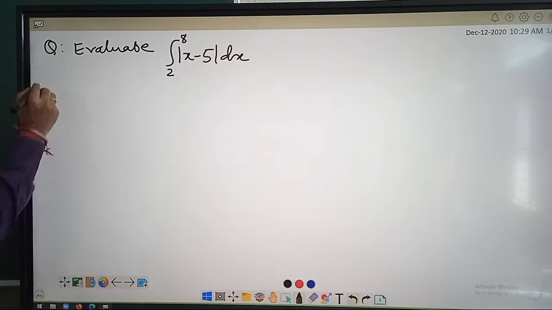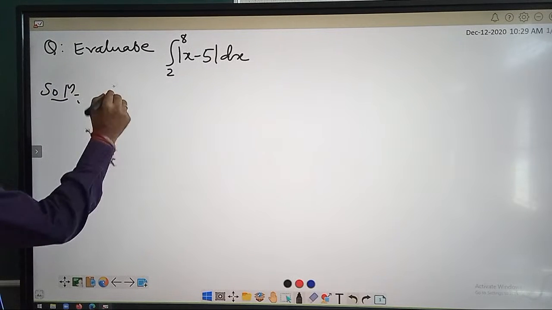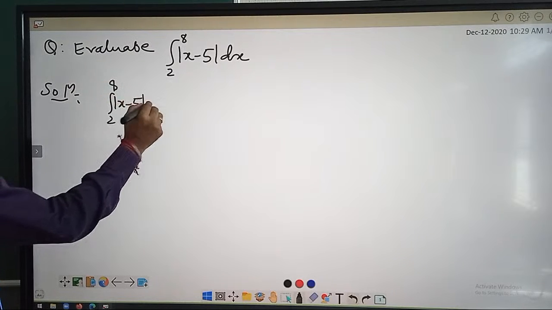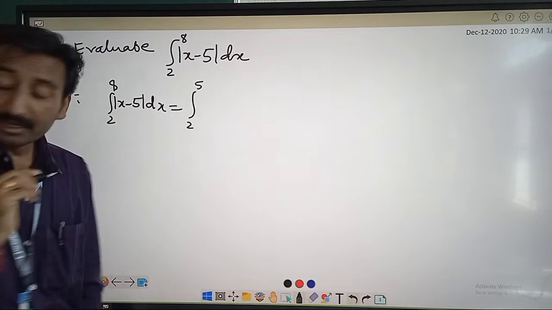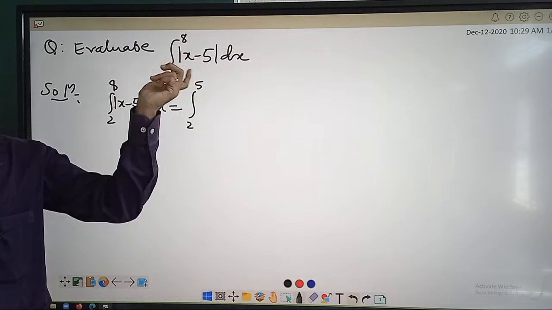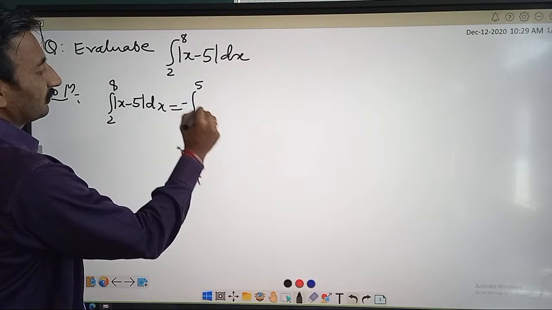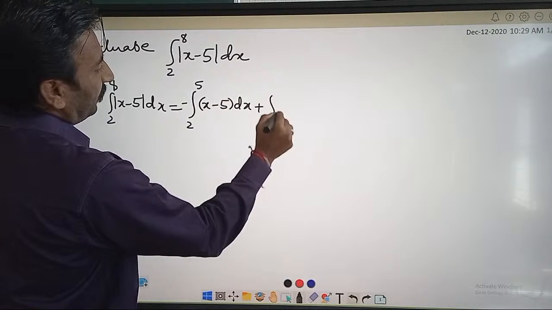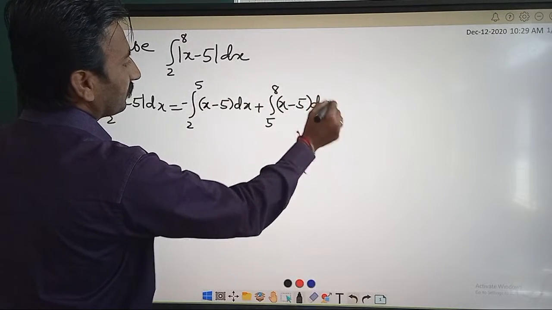So for that, what I need to do here is, solution. First I can write the integral from 2 to 8 of modulus of x minus 5 dx as the integral from 2 to 5, and you will remember that smaller than 5 this value is negative and more than 5 this value is positive. So I write outside minus, plus the integral from 5 to 8 of x minus 5 dx, correct?